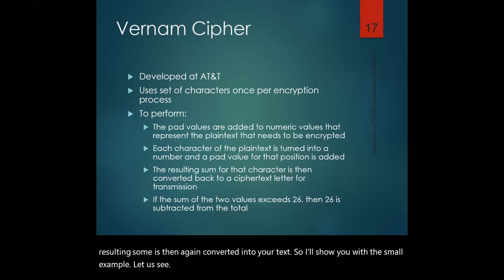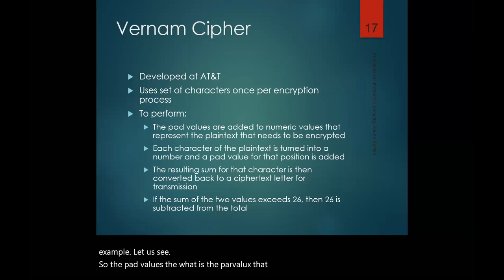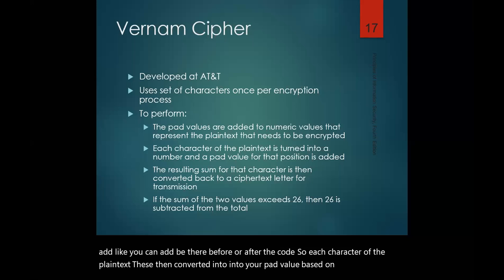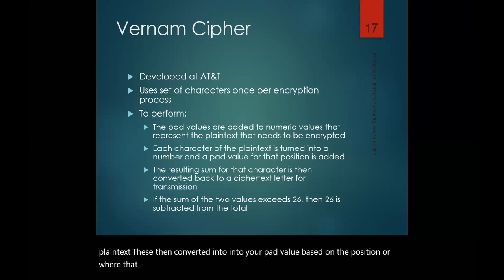So the pad values, what is a pad value? That means those are the values that you add, like you can add in either before or after the code. Each character of the plain text is then converted into a pad value based on the position where that is added. Then the resulting sum of the character is converted back into a cipher letter for transmission.